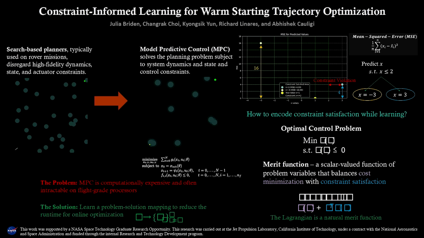A potential solution that we looked at in this work is learning a problem-solution mapping to warm start that online optimization problem. Looking into out-of-the-box learning-based methods for predicting this mapping, we found that if we use mean squared error, we might have a very low mean squared error but still endure a significant amount of constraint violation. So how can we encode constraint satisfaction while we're learning?